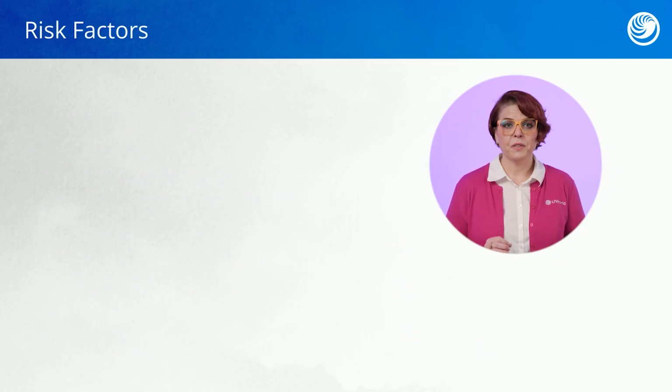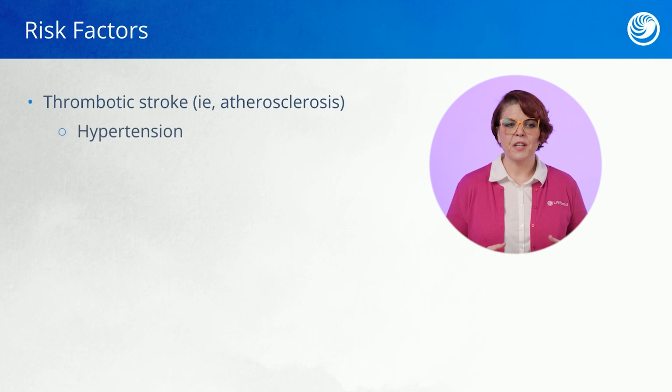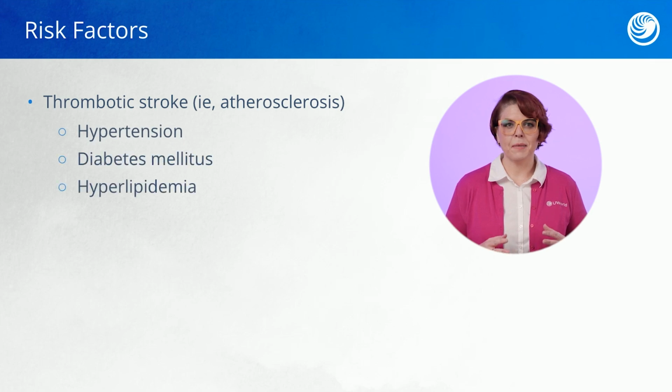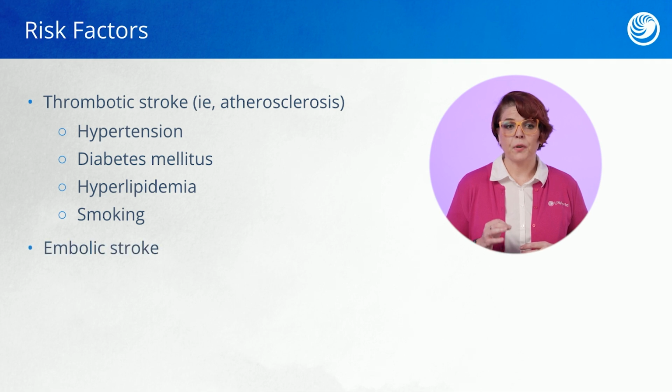Let's talk about the risk factors of an ischemic stroke. Now, if we're talking about a thrombotic stroke, or a clot that forms in the cerebral artery, this is going to be from anything that causes atherosclerosis, so hypertension, diabetes, hyperlipidemia, or smoking. If we're talking about an embolic stroke, there are three main reasons that a clot will move from a different area of the body to the brain.